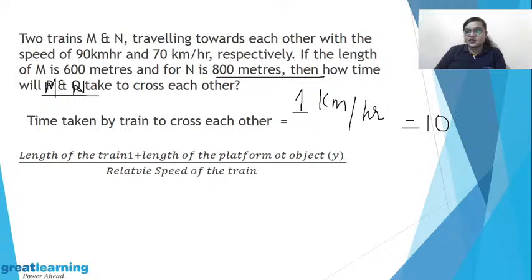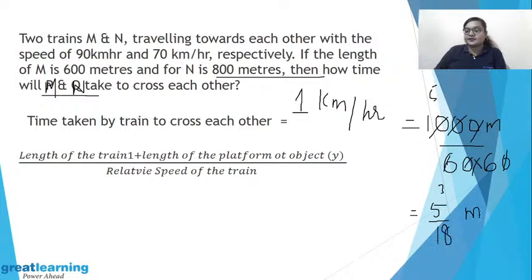So it's nothing but 1000 meter. 1 hour consists of 60 minutes and 1 minute consists of 60 seconds, so 60 into 60. If I cancel it out, 2 5s are, 2 3s are. So I can say 1 kilometer per hour is equal to 5 by 18 meter per second. Similarly, 1 meter per second will be nothing but the reverse, that is 18 by 5 kilometer per hour.